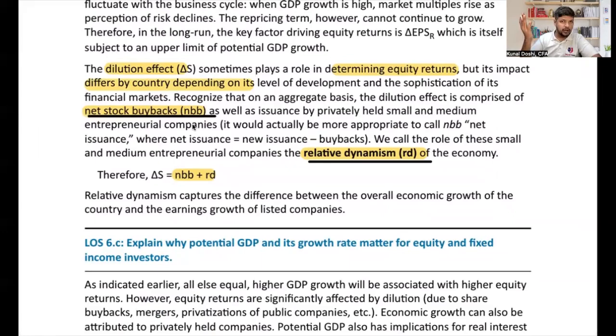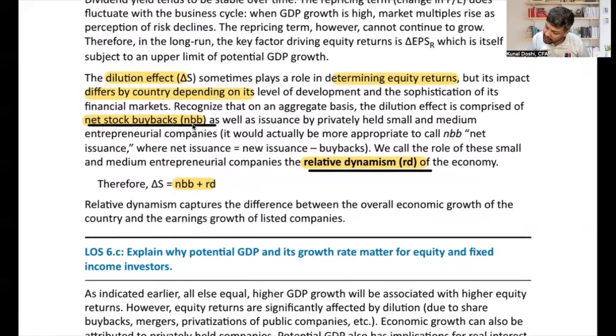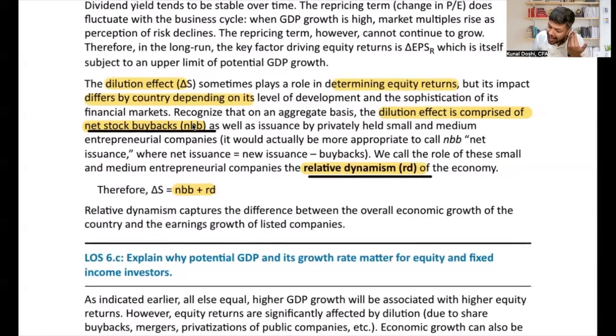Now, all this you don't have to go in detail. Just remember that on an aggregate basis, the dilution effect is comprised of net stock buyback. Now, see, guys, if the buyback is high, when I say net stock buyback, as well as issuance by privately held small and medium entrepreneurial companies. What does it mean? So here, net buyback is when the new issuance minus buyback.